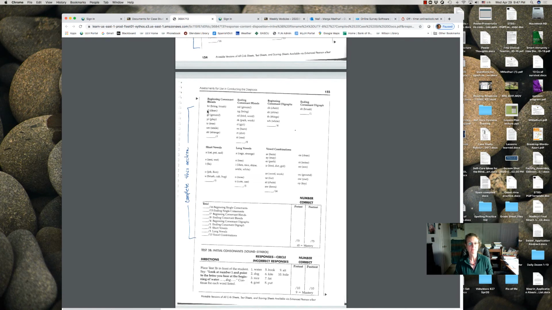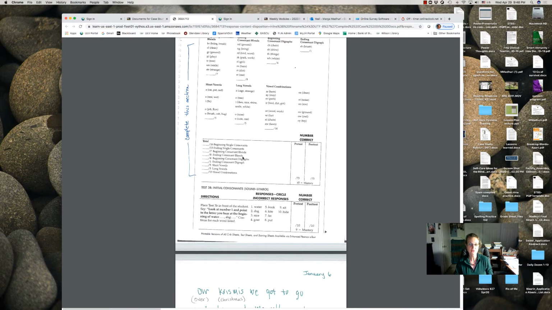Here we're looking at consonant blends, beginning and ending, and consonant digraphs. So evaluate each one of these issues. You could write the summary here, and then based on that, you're going to write your report saying, yeah, he's strong here and weak here.